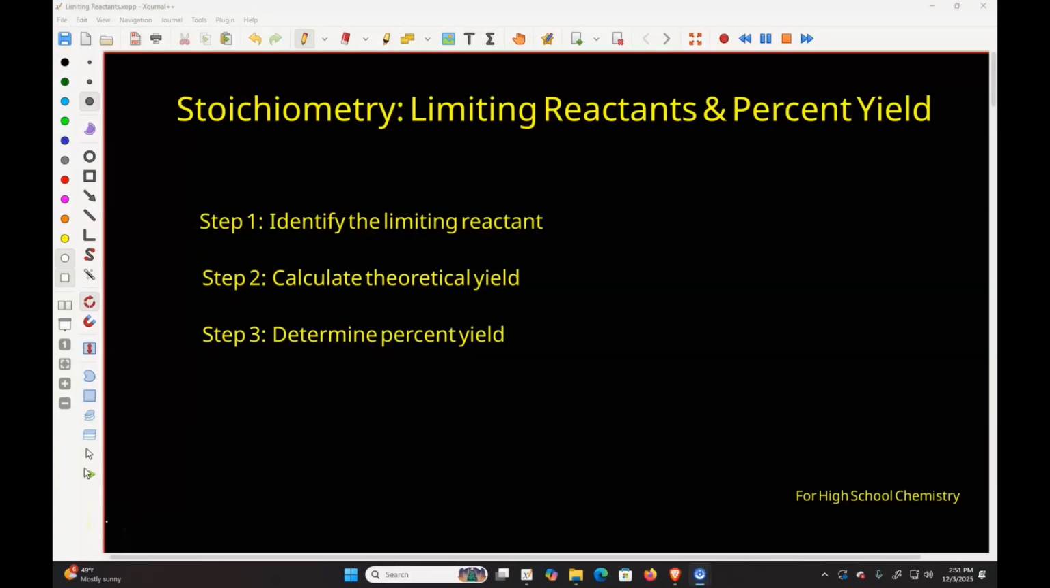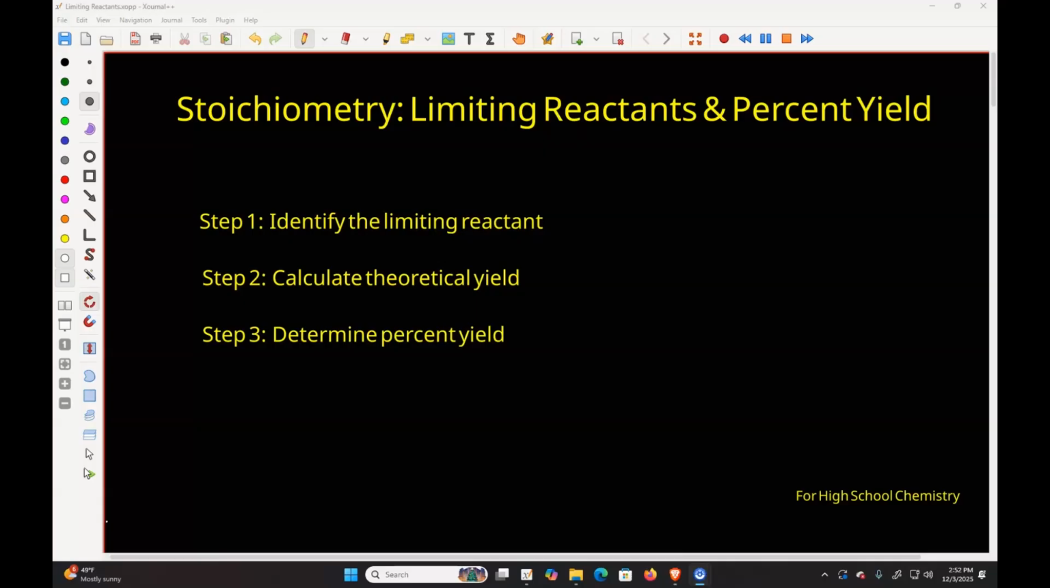Today we're diving deeper into stoichiometry by tackling two concepts that make real chemical reactions behave less perfectly than our balanced equations suggest: limiting reactants and percent yield. We'll start by understanding how one reactant can run out first and stop a reaction in its tracks, just like running out of a key ingredient in a recipe.